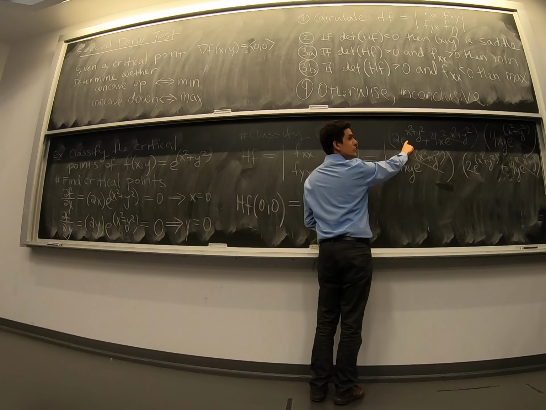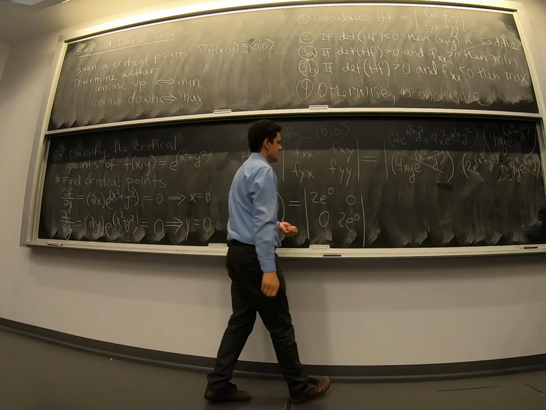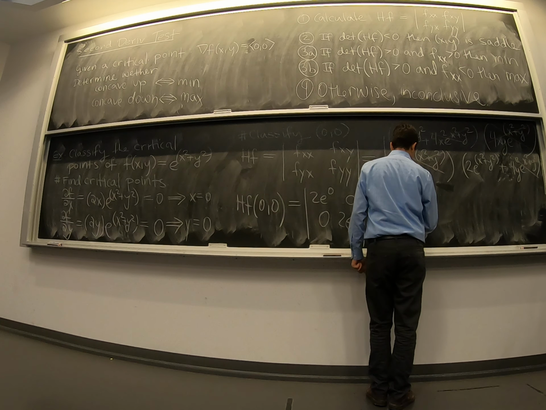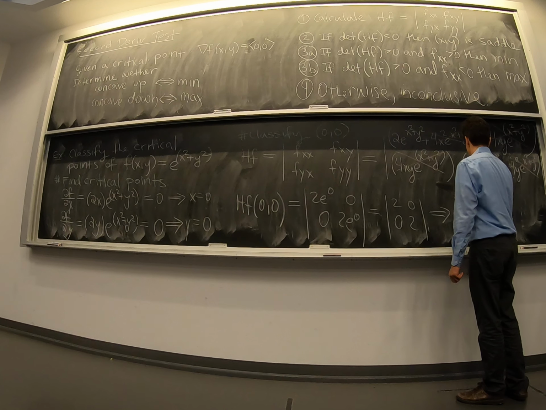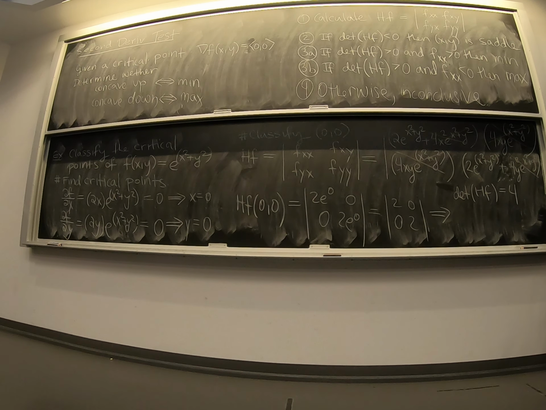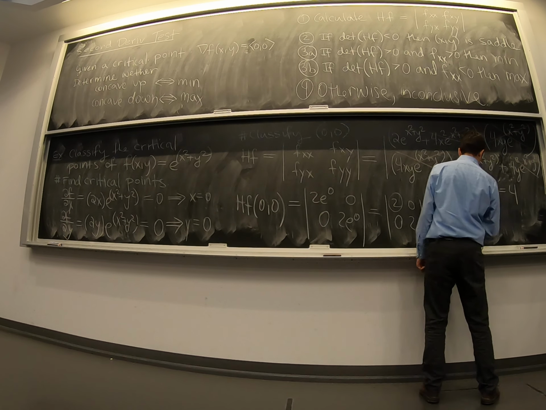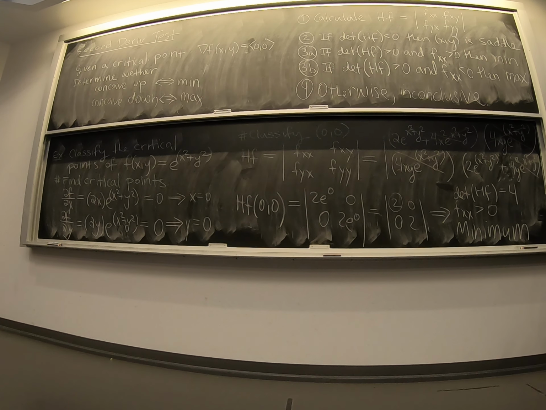So now we plug in zeros here. We get 2e to the 0. Something like this. And this is something we can take a determinant of. Okay, we get the determinant 4, fxx is positive. Minimum.